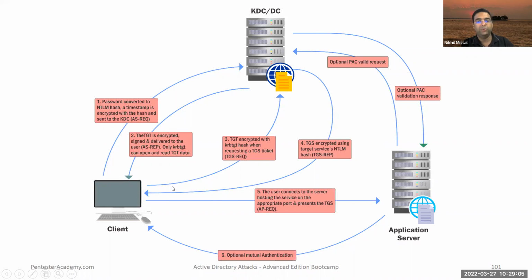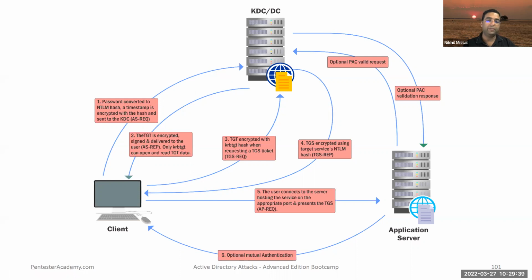Now, this is how the authentication or the access flow happens. The user's password is converted to NTLM hash, or let me say it this way: a timestamp is signed and encrypted using the user's NTLM hash or AES key and sent to the DC. Now, because the DC has access to all the secrets in the domain, the DC decrypts that timestamp using the user's key, validates it, and responds with a TGT, a ticket granting ticket.